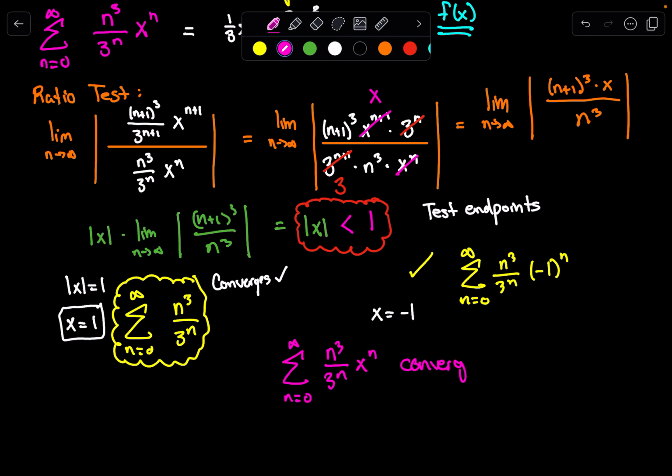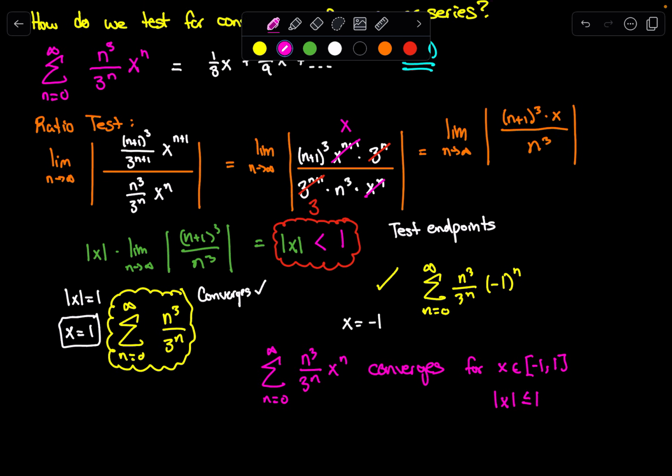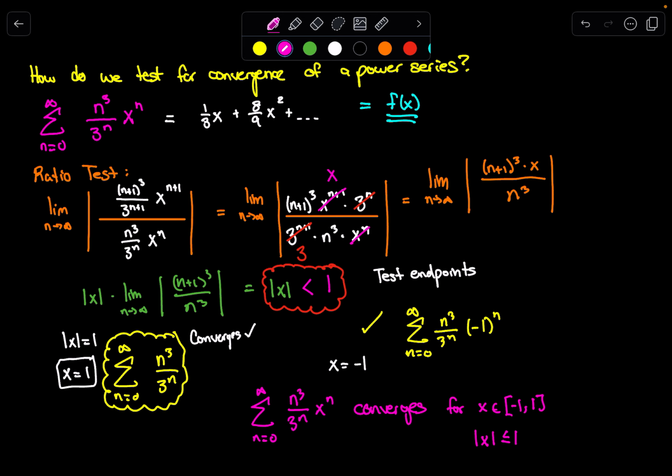What does it converge to? Some function. What x values will it work for? It will converge for all x values in this little range of -1 to 1, or you could say the absolute value of x less than or equal to 1, or whatever you want. Okay, so that's power series in a very brief nutshell with just one example. They do get slightly more complicated as you go, but this is the general idea.